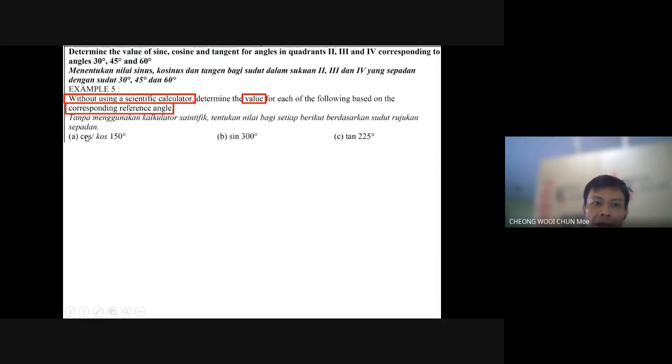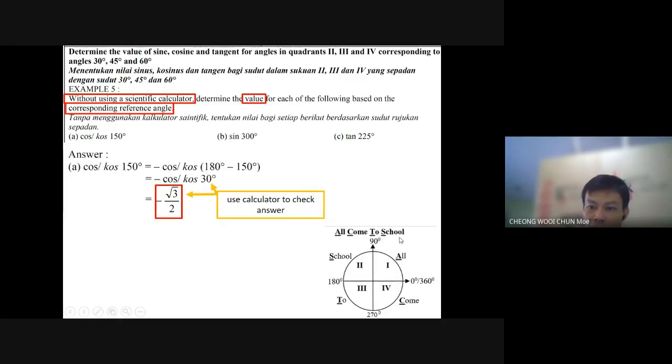A, cos 150 degree. Where is 150 degree? Which quadrant, 1, 2, 3, or 4? You need to remember this one: All Come to School, ACTS. Then here will be 150, and this is quadrant 2, going anti-clockwise. So in quadrant 2, sine is positive, and the rest will be negative. So cos will be negative. That's how we determine positive or negative.